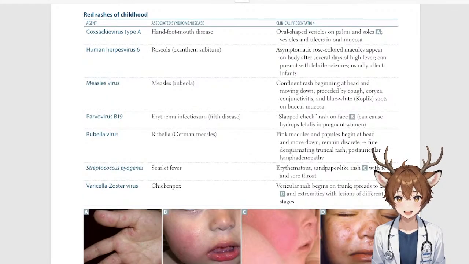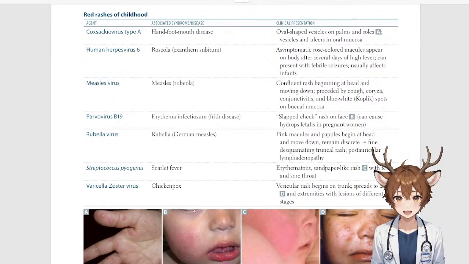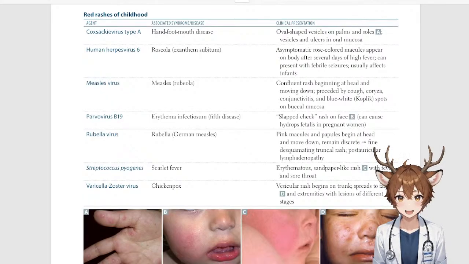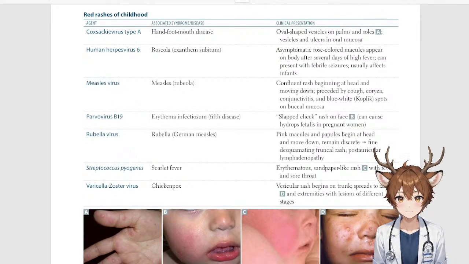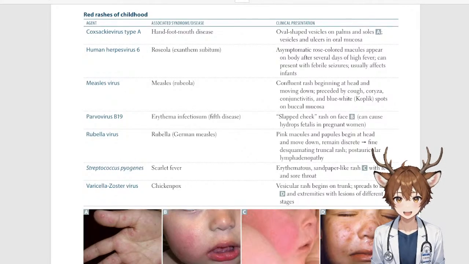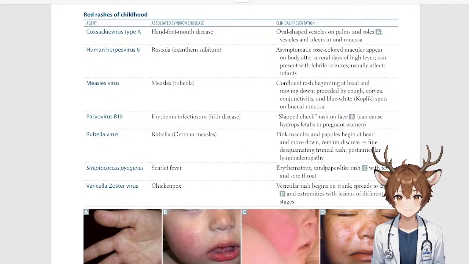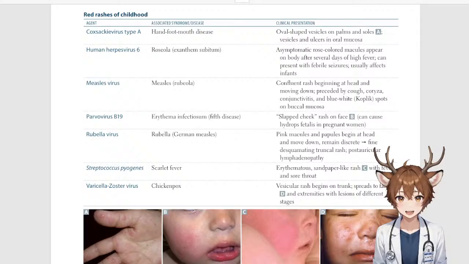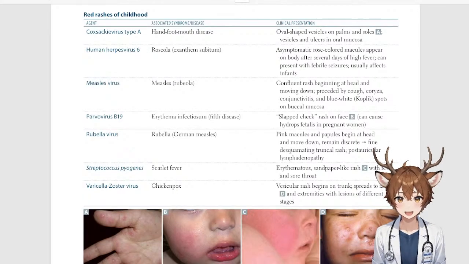Coxsackie virus A, associated with hand, foot, mouth disease. Oval-shaped vesicles in palms and soles, shown in the picture in A. Vesicles and ulcers in oral mucosa, herpangina. Human herpes virus 6, HHV6, associated with roseola, which is also called exanthem subitum. Asymptomatic rose-colored macules appear on the body after several days of high fever, can present with febrile seizures, usually affects infants.